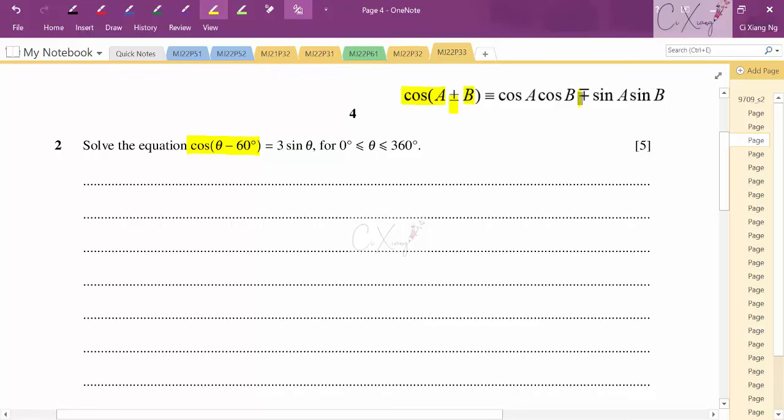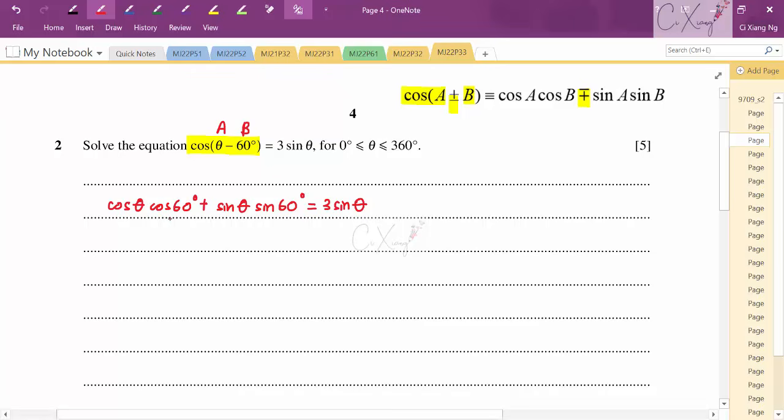So we are following the sign at the bottom. Okay, so I will have cos A cos B. So assume that this is the A and this is the B. So I'm having cos A cos B plus sine A sine B, and it is equal to 3 sine theta.